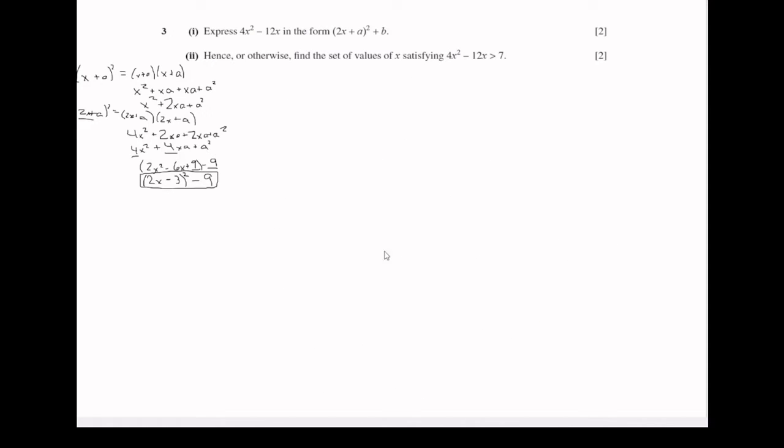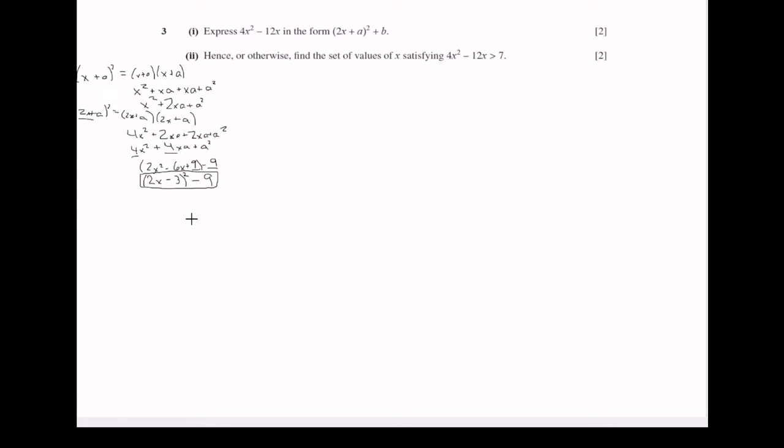Our work was taking up a lot of space, so I just quickly shrunk it down a little bit. You can still see it right there if you want. You can go back in the video, pause it where it was at, so we can just have more work to do. 3ii, in which it says, hence, or otherwise, find the set of values of x satisfying 4x squared minus 12x is greater than 7.